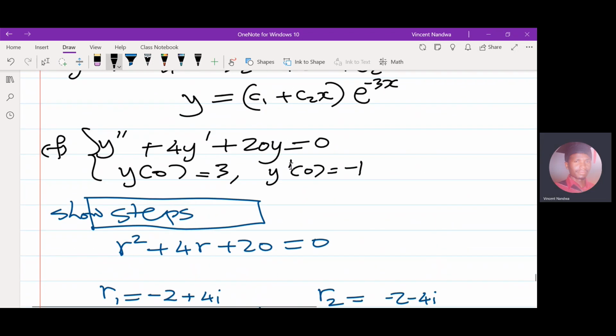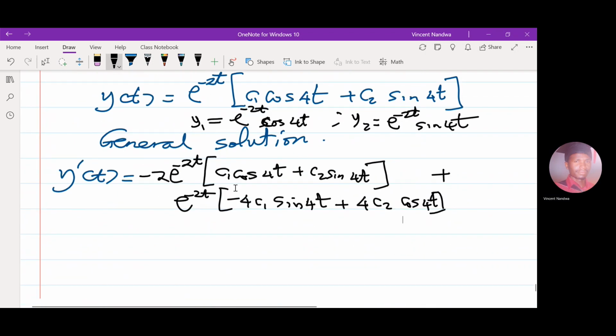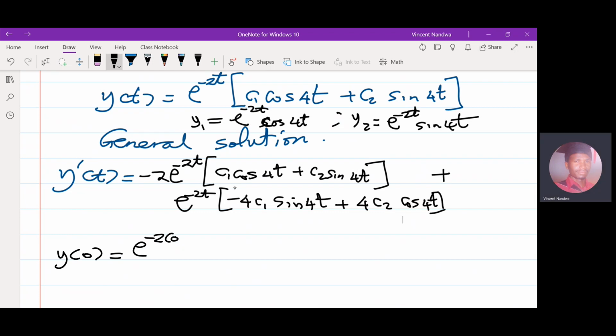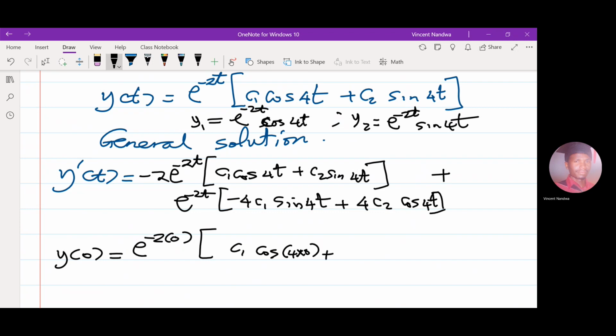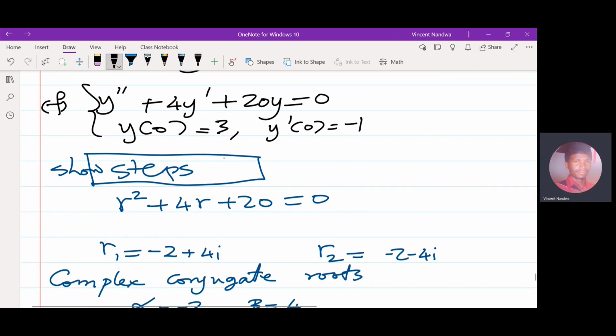You see, we were told that y prime at 0 is -1 and y at 0 is 3. So y at 0 means where there's t in the equation for y, you put 0. And this must always give us the value at 0 from the question itself. Y at 0 is 3, so it's already given here. So this must always give us 3.